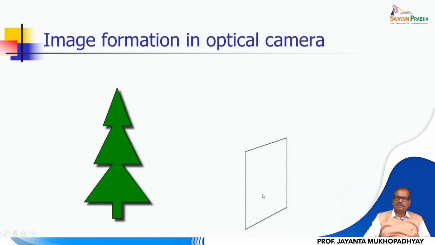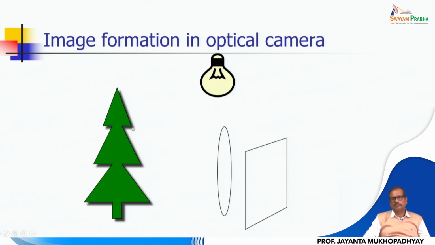So you have a coordinate system in this image plane, and you also have a three-dimensional world. That means an object in the 3D coordinate system. So if I consider any object point on this surface, the light is incident at that point, gets reflected, and then passes through the lens of the camera.